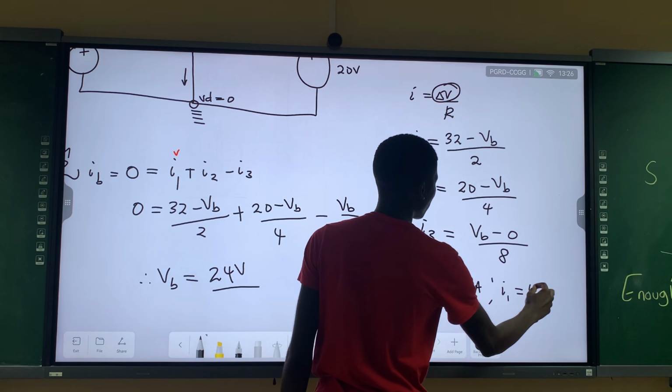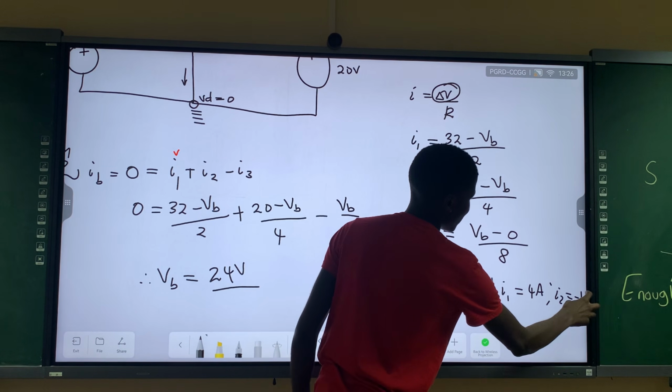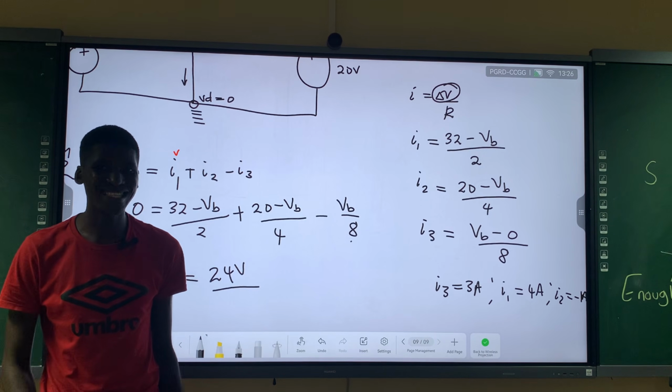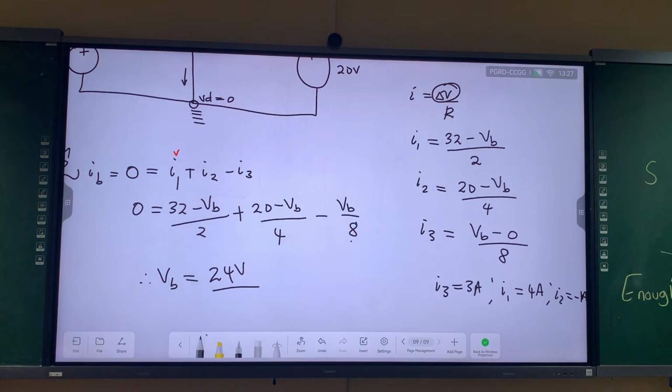So here you can say that I3 is 3 amperes, I1 is 4 amperes, and I2 is -1 amperes. These are the same values as what we got using the loop current method. Exactly the same. So it's just different methods of finding or solving.